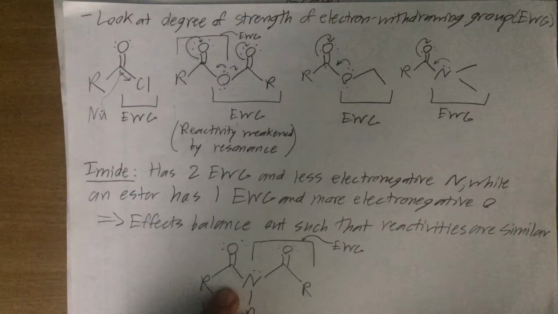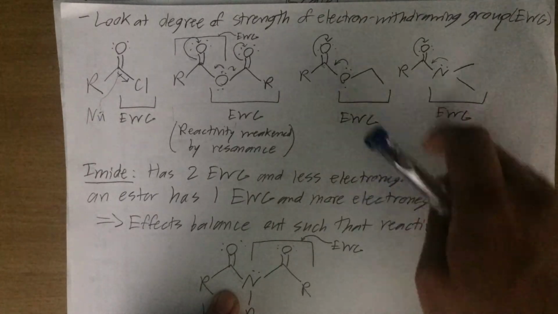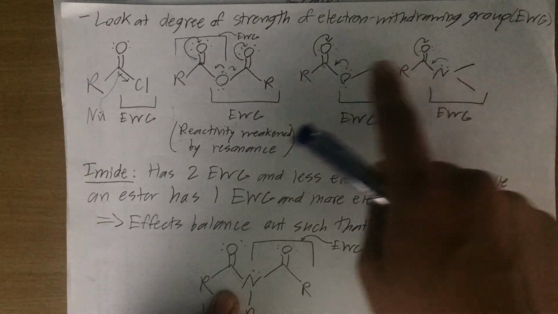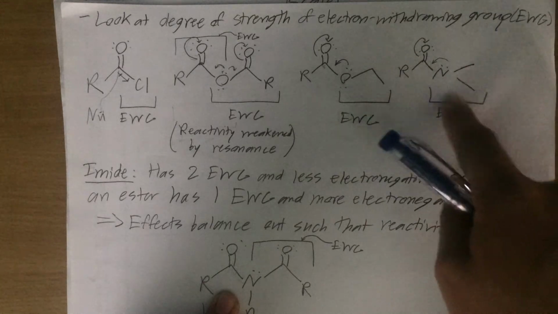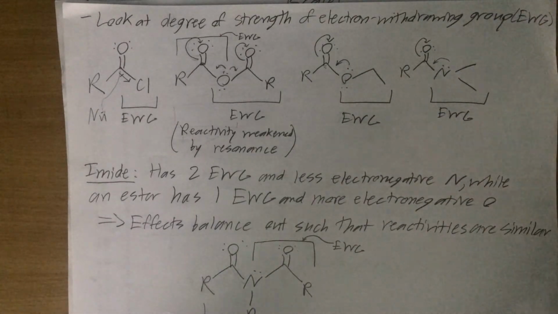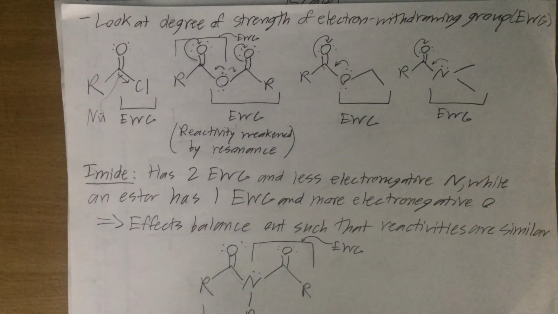Okay? And next, let's go to the amide. It also has only one electron withdrawing group, just this, but remember that nitrogen is less electronegative than oxygen, okay? So as a result, the power of the electron withdrawing group is less because nitrogen is less electronegative, so this electron withdrawing group isn't as strong as the electron withdrawing group here, okay?